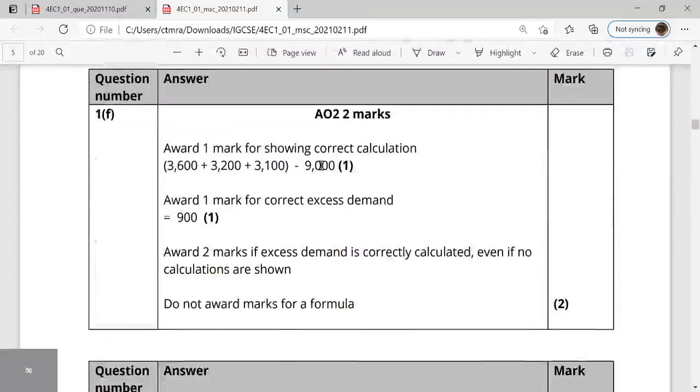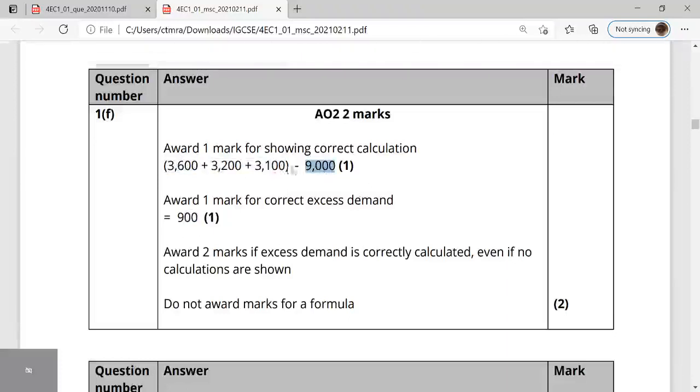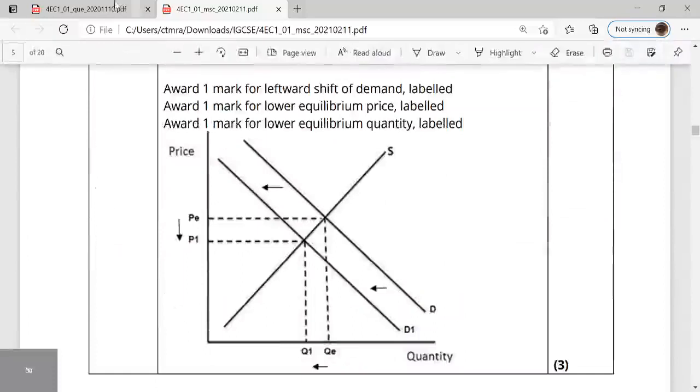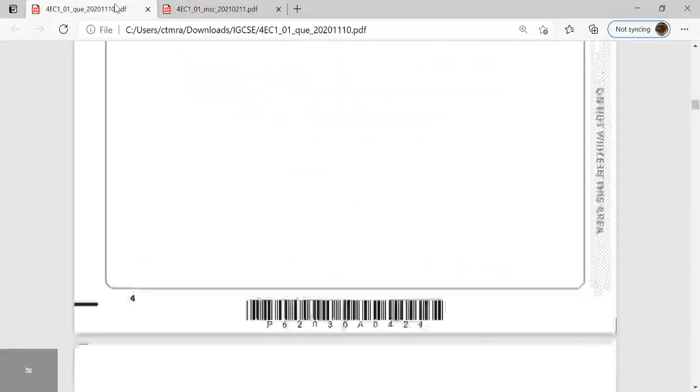There's an error here. Okay. Oh, no, no, no. Sorry, this is okay. I thought that this is an equal to sign. Okay, this is a minus sign. Okay, so if you add these three, you'll get 9,900, and if you deduct 9,000, you'll get 900. See, so this is the excess demand. The demand was 9,900. Sorry, the supply was 9,000, and the demand was 9,900. So the difference is 900, which is the excess demand. Okay, let's move to the next question.